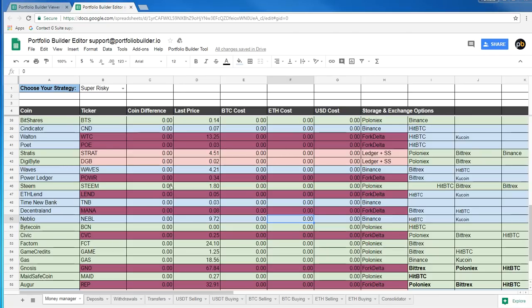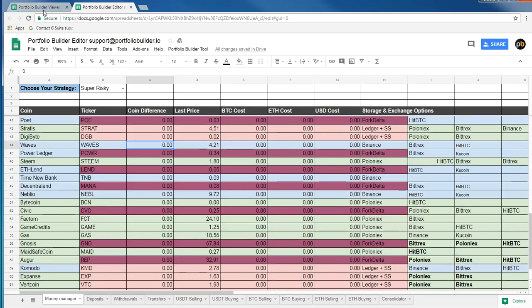Okay, now we're looking at the money manager. This is where it's trying to make it easy to input trades into your exchange. So if it is negative on column C, that means you need to sell that many coins. And if it's positive, that means you need to buy it.